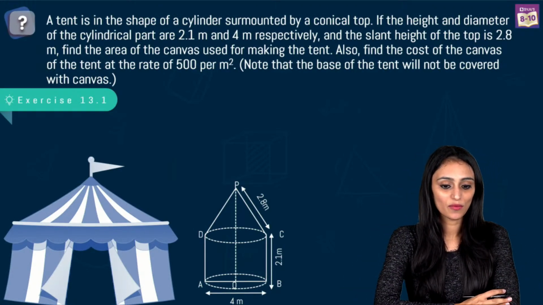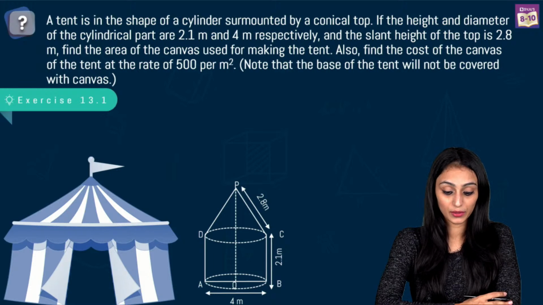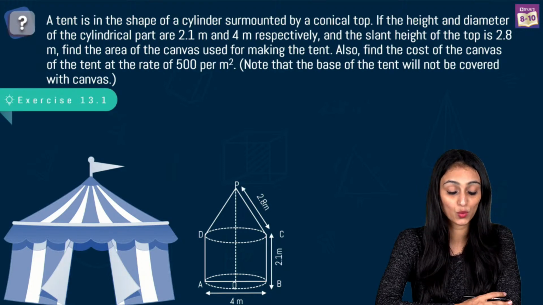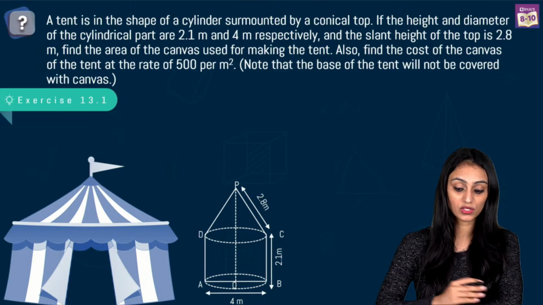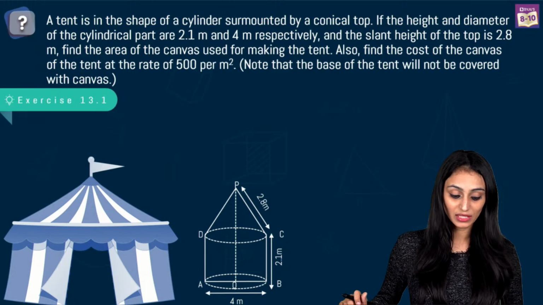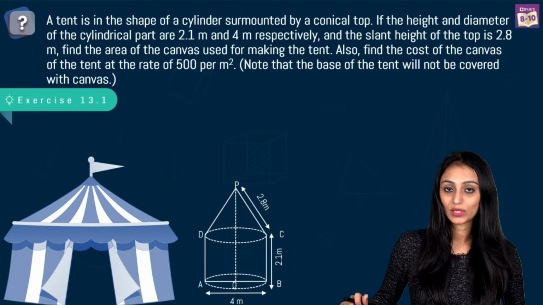So a tent is in the shape of a cylinder surmounted by a conical top. If the height and diameter of the cylindrical part are 2.1 meters and 4 meters respectively, and the slant height of the top is 2.8 meters, find the area of the canvas used for making the tent, also the cost of the canvas of the tent at the rate of 500 per meter square. Note that the base of the tent will not be covered with canvas.